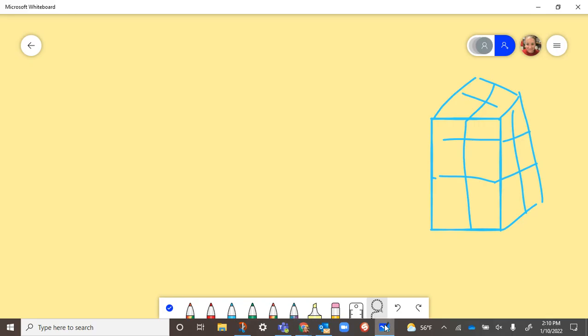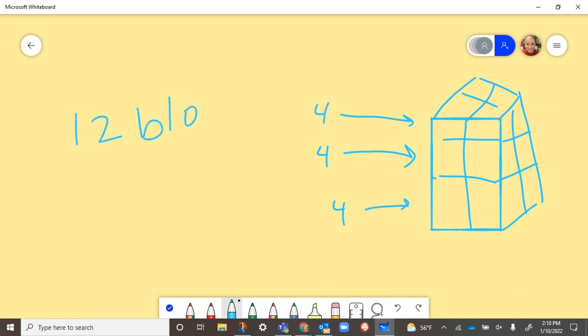Okay, sorry about that. All right, so this is what it ended up looking like. Each one of these layers was 4 blocks. This one was 4 blocks, and the top layer was 4 blocks. So this was a total of 12 blocks, or we could say 12 cubic centimeters, since each one of those is one of those unit cubes.